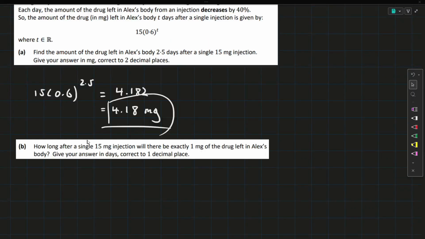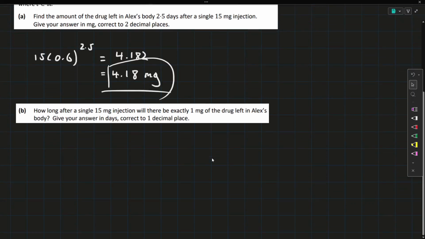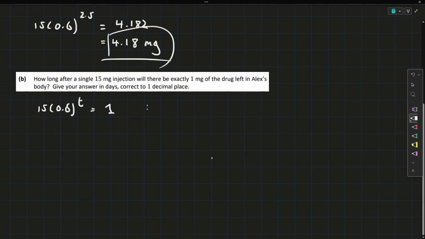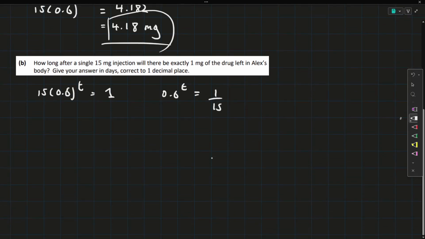Then we're asked after how long will there be 1 milligram left. So basically 15 times 0.6 to the power of t, that's how many milligrams are left after t days, and we want that to be equal to 1. So we just need to solve this. So we can say that 0.6 to the power of t is equal to 1 over 15. And then you can just apply log base 0.6 to both sides. And on this side, you do the same thing.